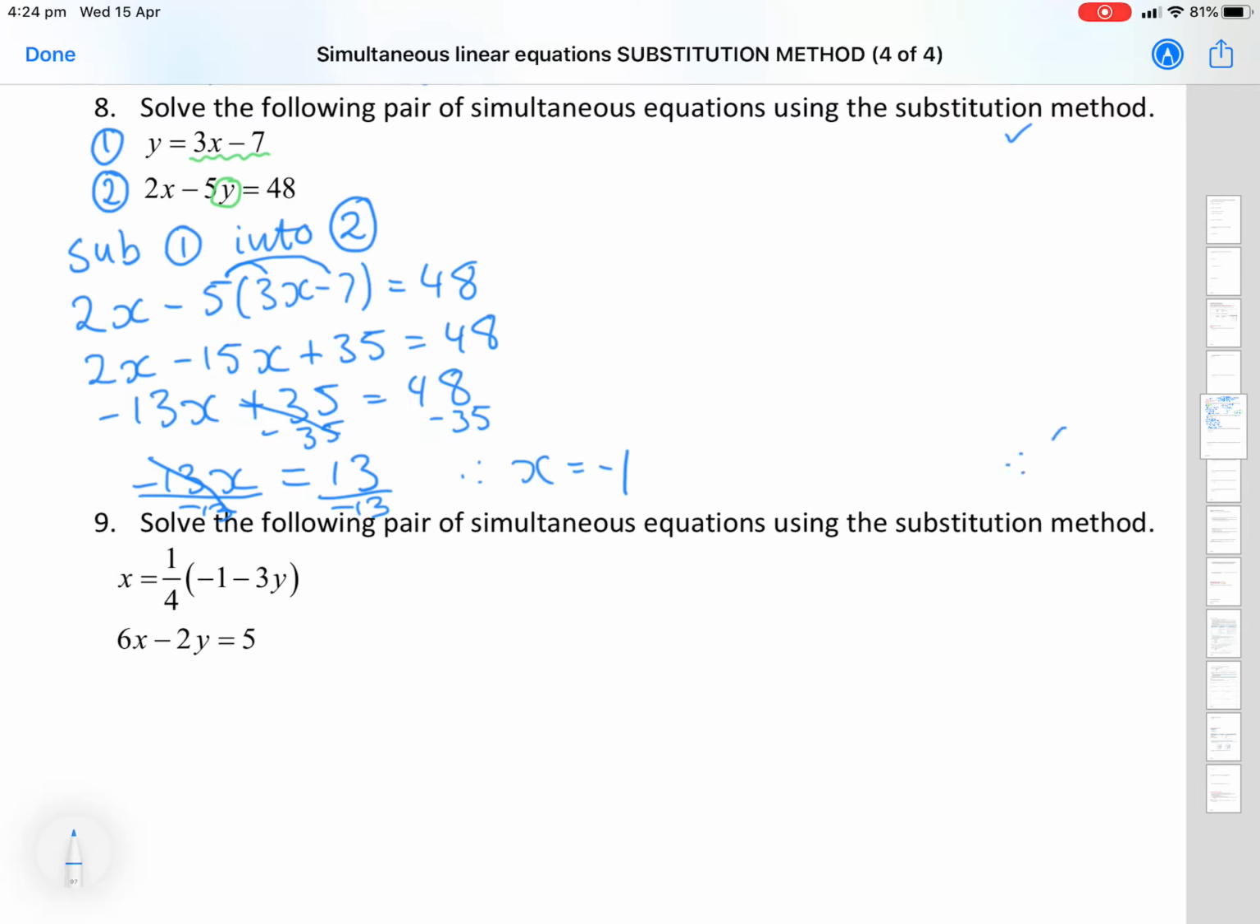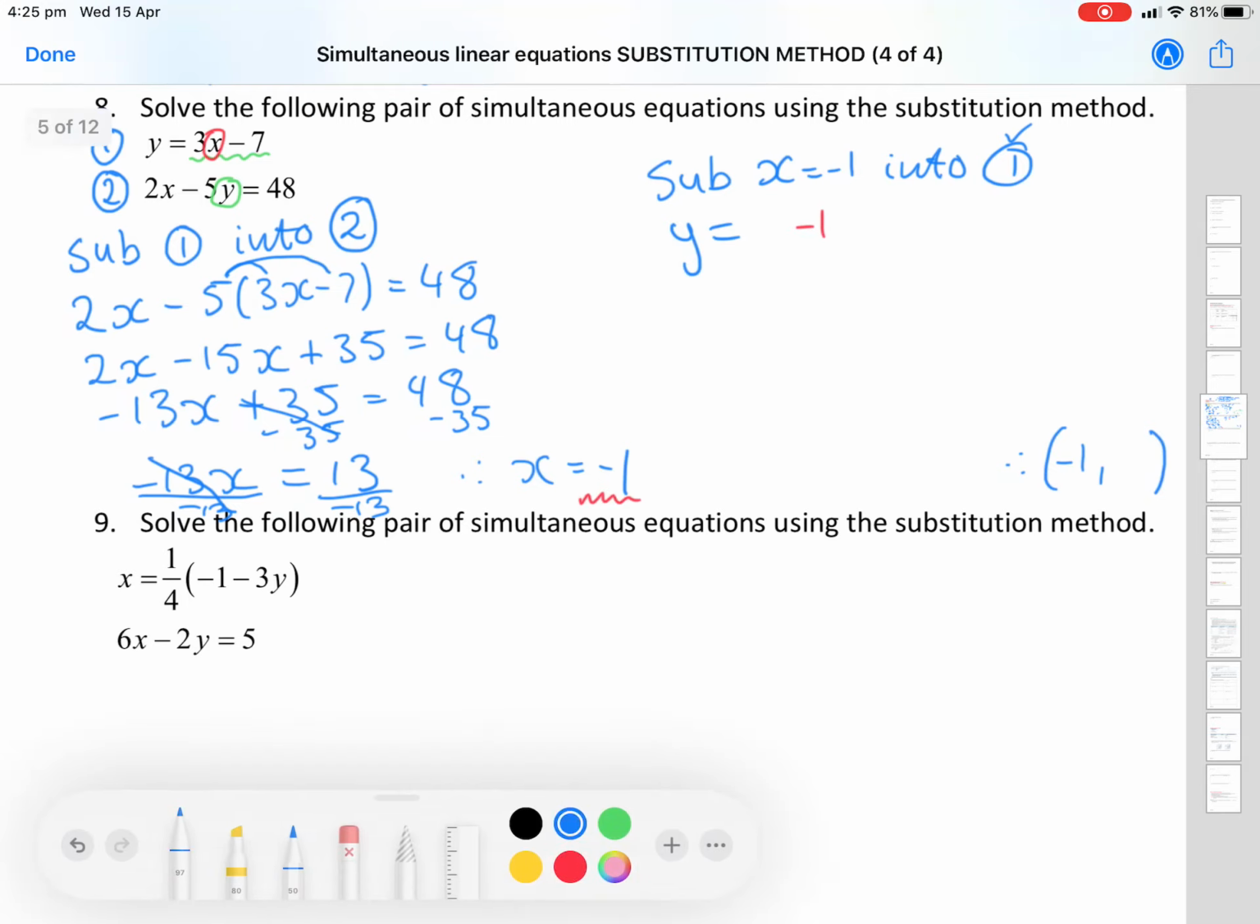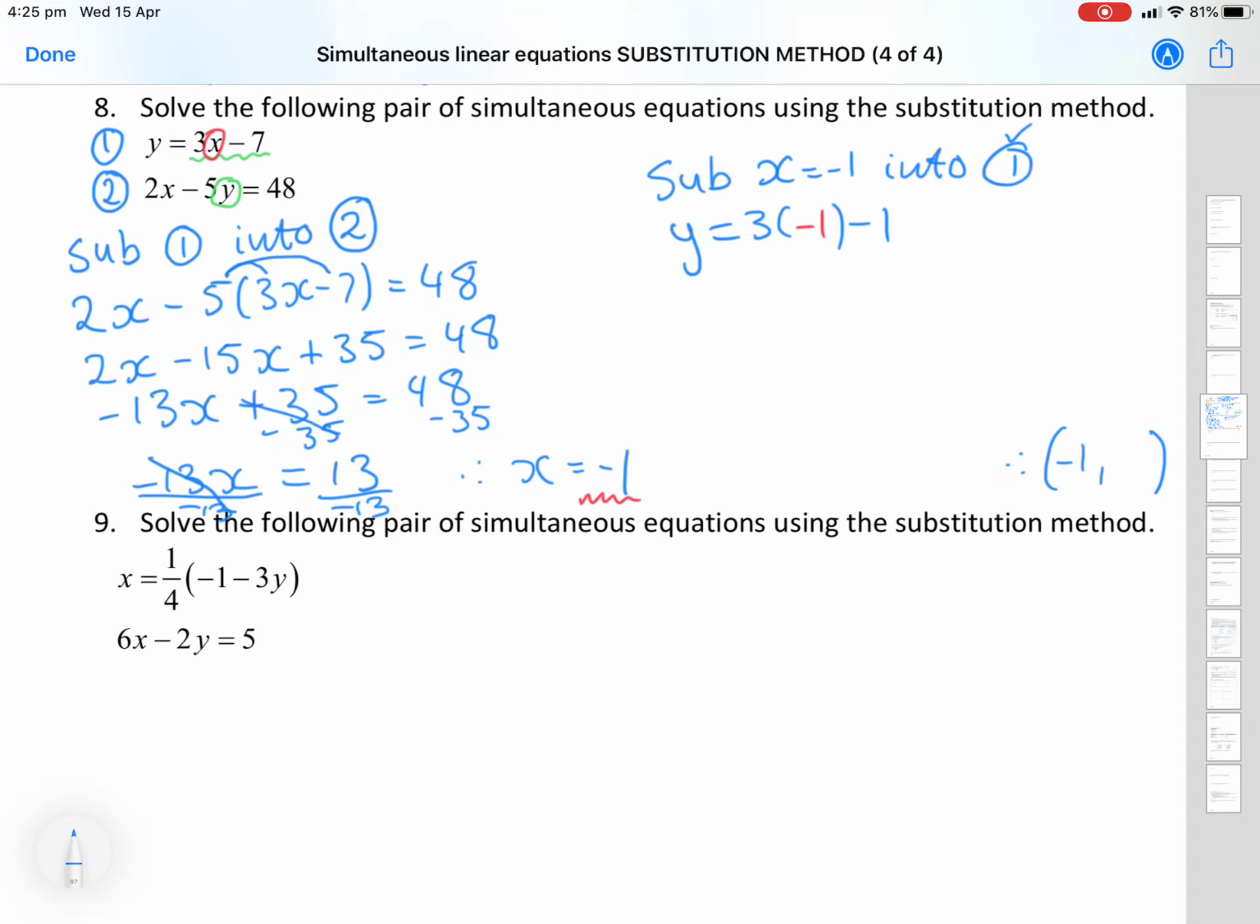Alright, so we're trying to find coordinates, and our x is going to be negative 1. We've still got to find y. So what we're going to do is substitute x equals negative 1 into our first equation. So y equals, let me just get some colours here. So instead of x, we're going to put negative 1. Hopefully this is colour coordinated nicely for you. Our first equation, which is 3x minus 7, instead of the x, we're going to put the negative 1.